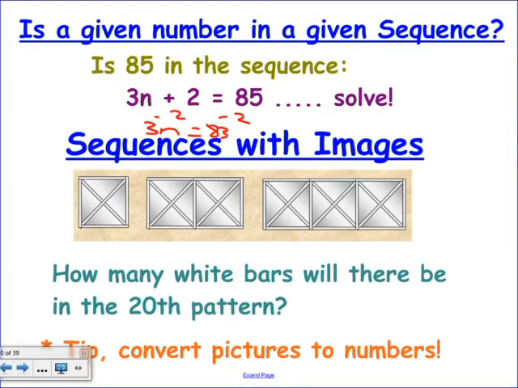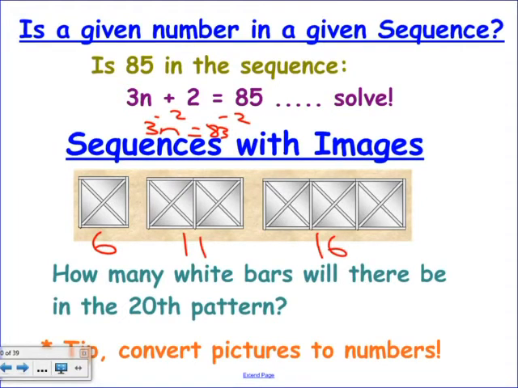gets a remainder. So 85 is not part of that sequence. If you get a sequence with patterns, turn the pattern into numbers. That's the golden rule for sequences with patterns. So here, if we've got our matchsticks, it's 6 matchsticks, then 11, and 16. So that's my sequence, 6, 11, and 16.